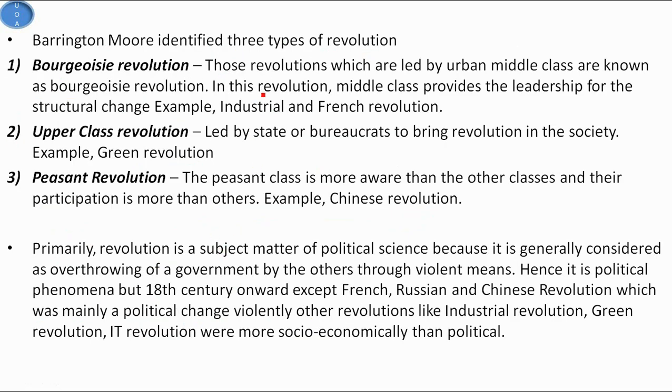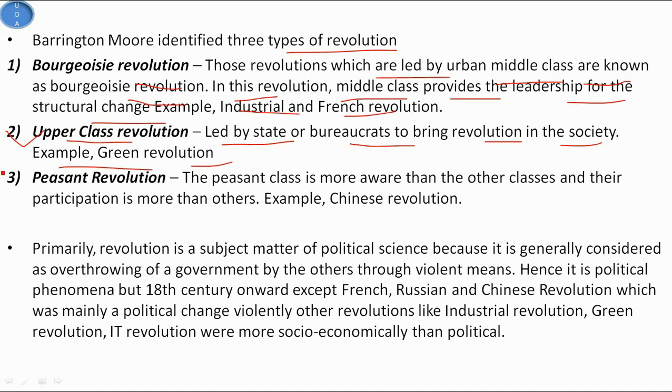Barrington Moore identified three types of revolution. The first one, the bourgeois revolutions: those revolutions which are led by the urban middle class are known as bourgeois revolutions. In this revolution, the middle class provides the leadership for structural change. For example, the industrial and French revolutions. Then there is the upper class revolution, which is led by the state or bureaucrats to bring revolution in the society. For example, the green revolution. Then the third one is the peasant revolutions, where the peasant class is more aware than the other classes and their participation is more than others. For example, the Chinese revolution.